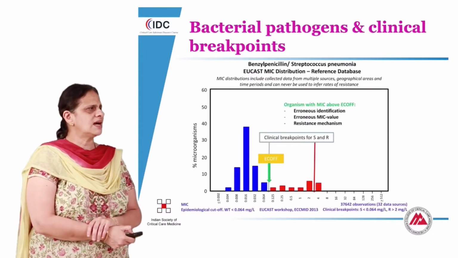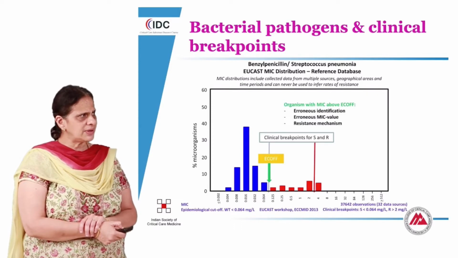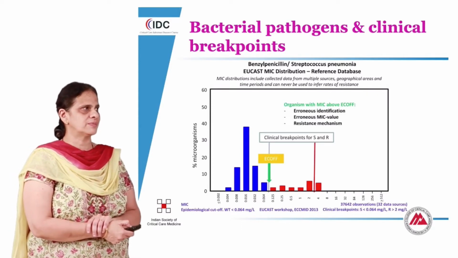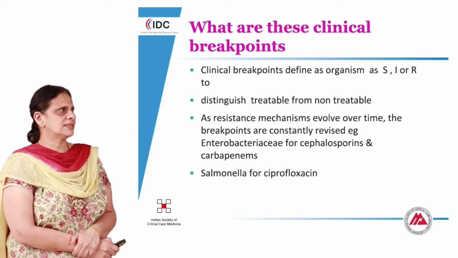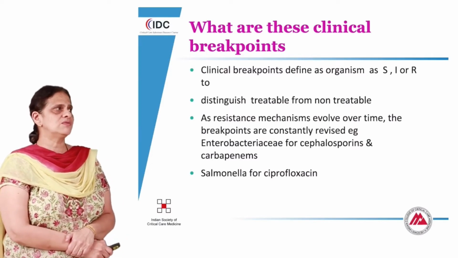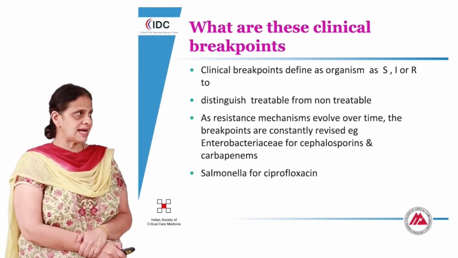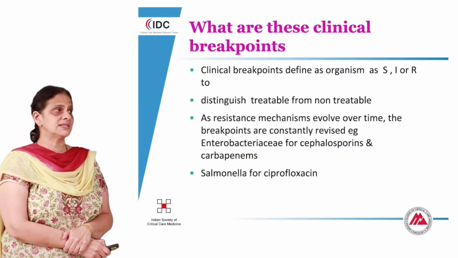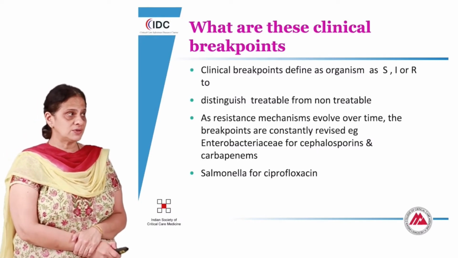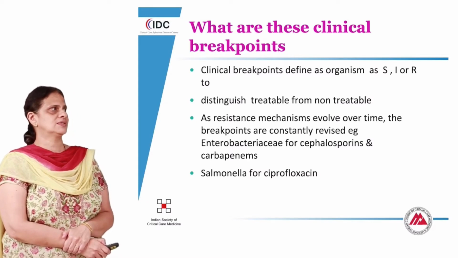So look at this chart, it would show you the clinical breakpoint. You would have a susceptible clinical breakpoint and you would have a resistant clinical breakpoint, as you can see here. Now, what are these breakpoints? They actually distinguish what is treatable from non-treatable, and as resistance mechanisms evolve over time, we need to revise these breakpoints. For example, Enterobacteriaceae for cephalosporins and recently for the carbapenems, and Salmonella for the fluoroquinolones such as ciprofloxacin.